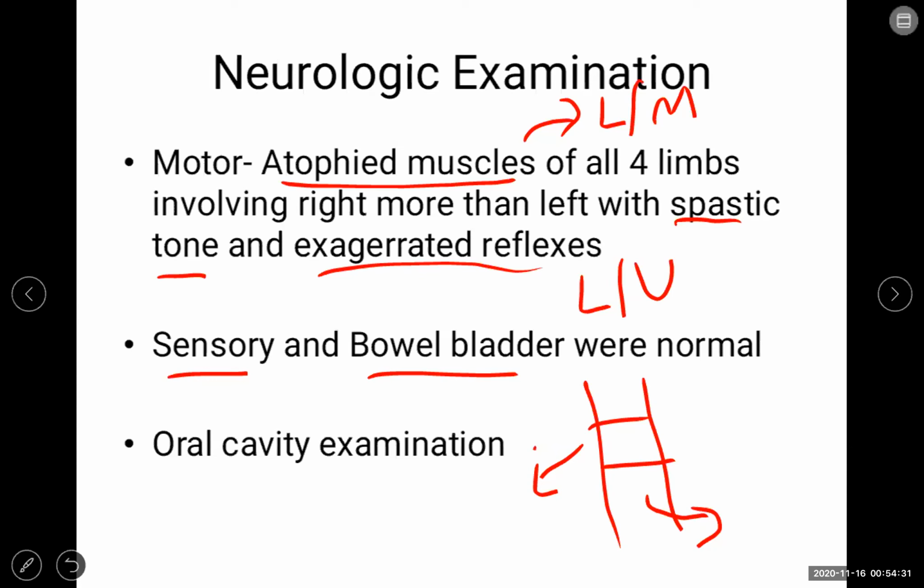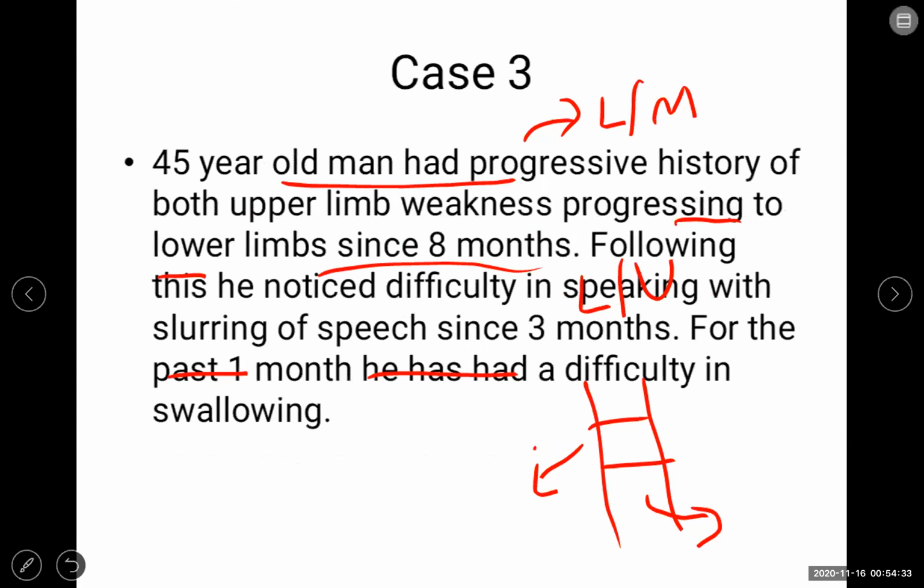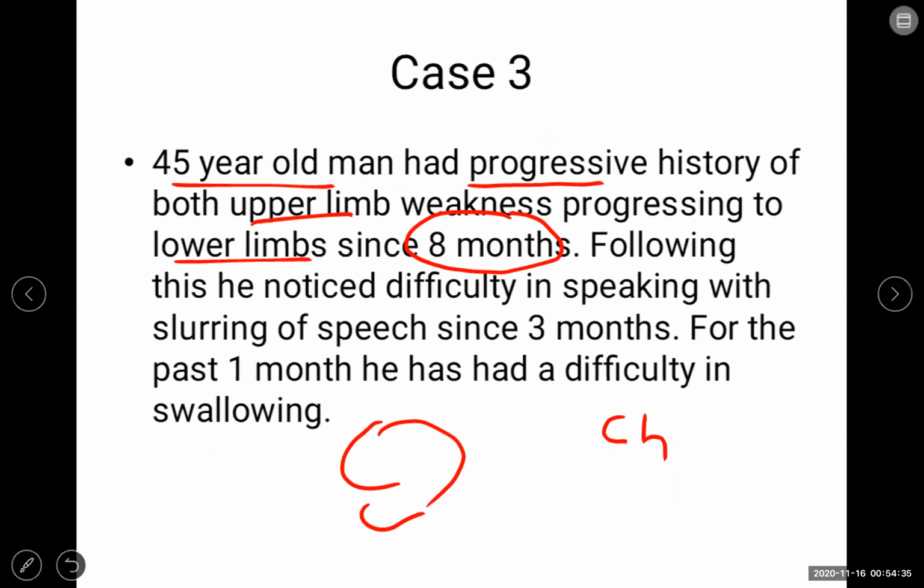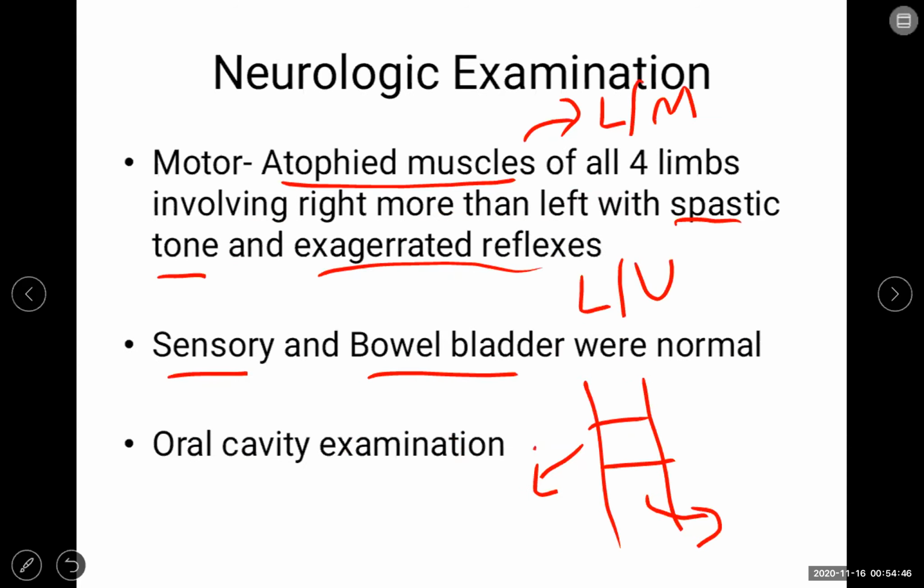Now, in summarizing the case, we have a middle-aged man with progressive weakness for 8 months, with associated slurring of speech and swallowing difficulty, suggesting a possible brainstem or cranial nerve involvement. Along with that, he has both UMN and LMN features without sensory or bowel-bladder involvement.